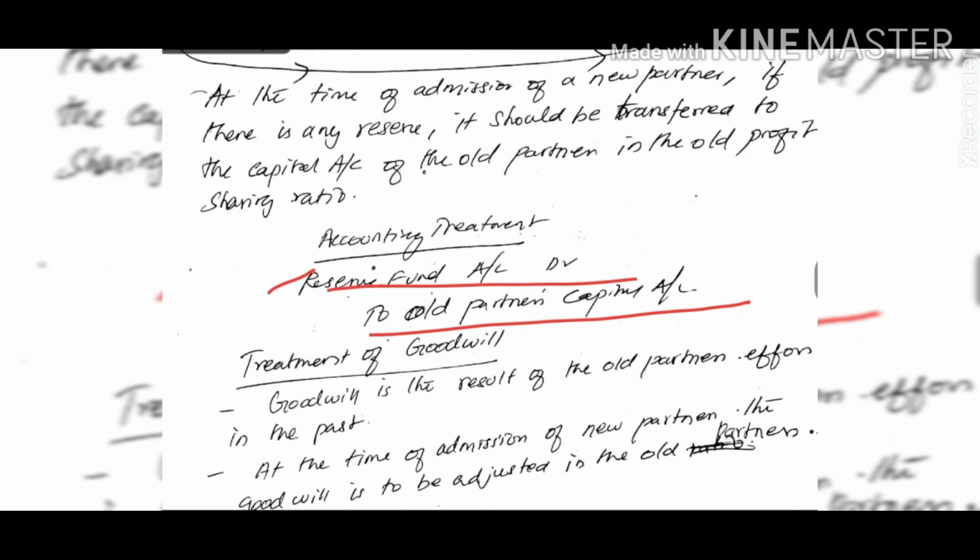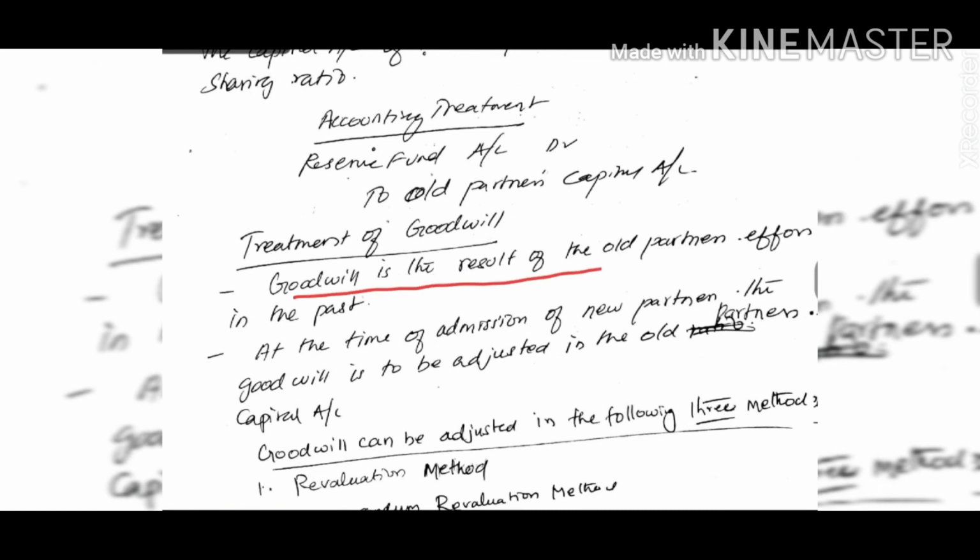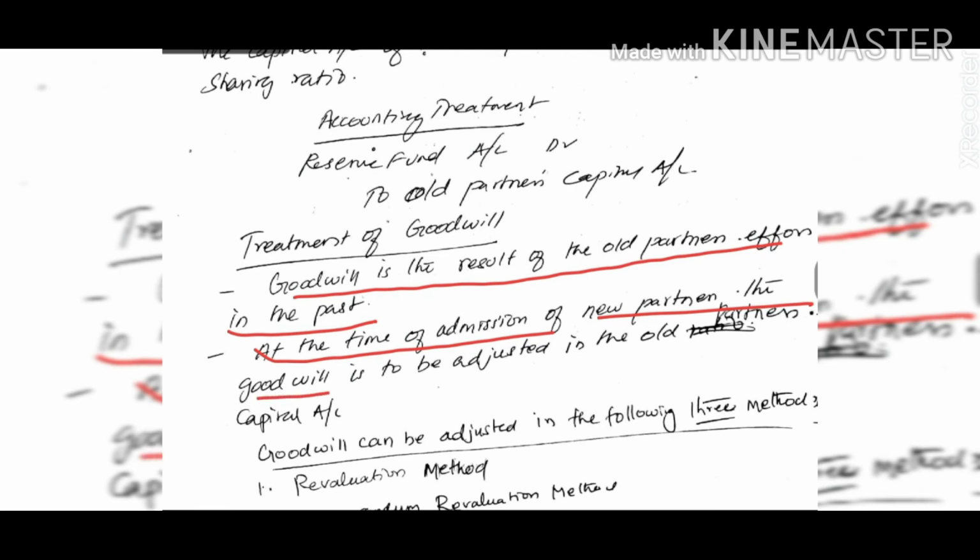Next, very important is treatment of goodwill. So goodwill is the result of old partners' efforts in the past. So old partners, they have put their efforts to earn profit continuously and running the firm successfully. So at the time of the admission of a new partner, the goodwill is to be adjusted in the old partner's capital account. You all know, when a successful business is there, nobody wants to start their new business if there is an opportunity to join with their existing business so that they can earn immediate profit. In spite, if they start a new business, it will take time.